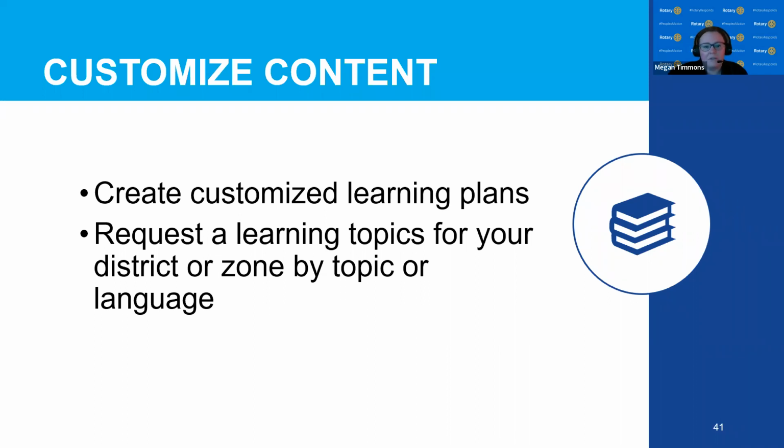You can also request us to set up a learning topic for your zone or district by topic or language. For example, we have a topic called District 5890, Expanding Our Reach, which is only visible to members in District 5890. We also have several catalogs for other languages. For example, we enrolled Chinese-speaking districts in a learning topic for Rotary resources in Chinese. This reminds me that if you speak a language not represented here, but members in your district translate Rotary materials into your local language, we can post those materials to a central location, and you can use the Learning Center.